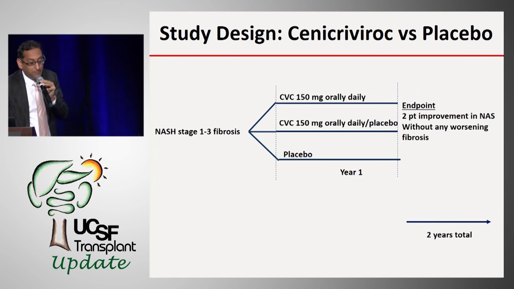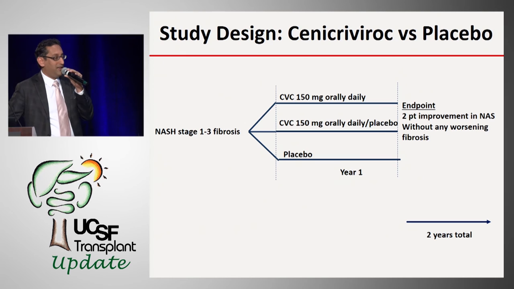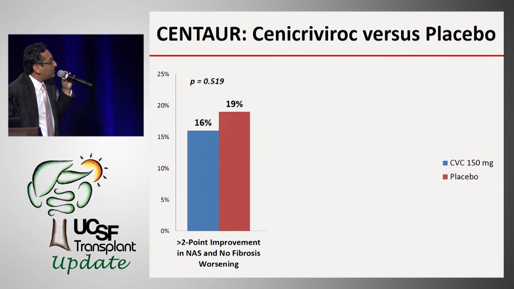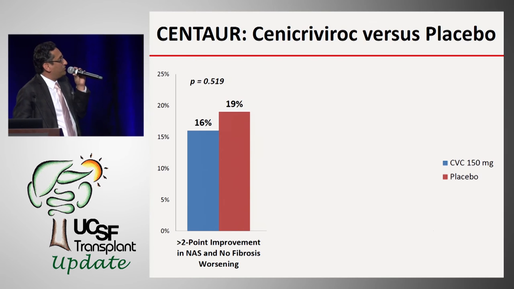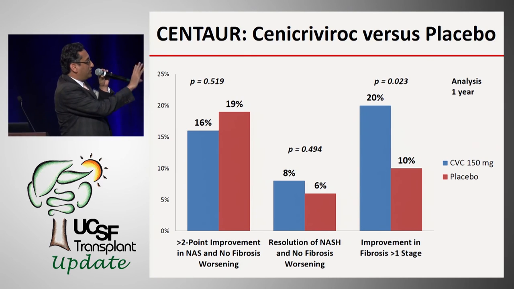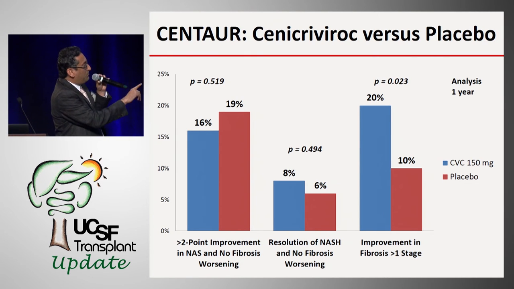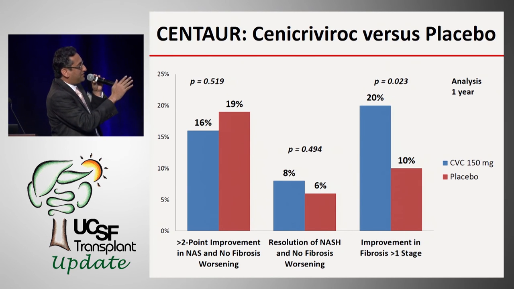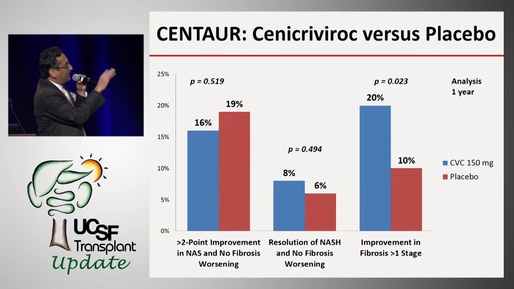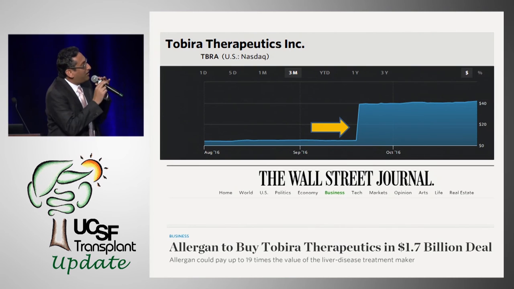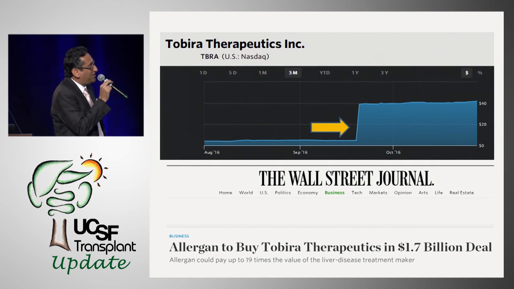So in September, they released their 1-year data as a press release. At the 1-year mark, they did not reach the primary endpoint, so the 2-point improvement in NASH with no worsening fibrosis was not significant. The resolution of NASH with no worsening was also not significant. But improvement in fibrosis of greater than 1 stage was seen in 20% of patients in the CVC arm versus placebo. When they did this press release in September, their stock was at $4, and it went up to $40.